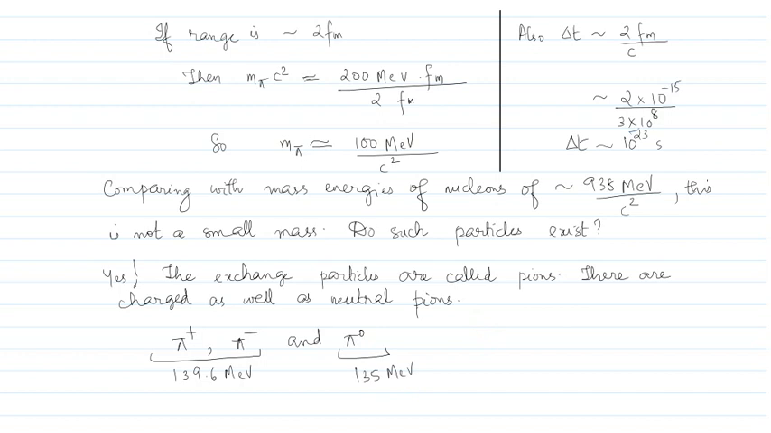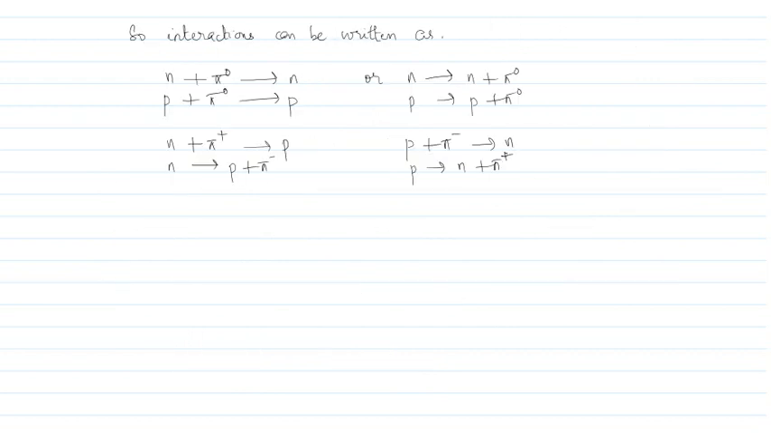Now, how they are detected, that part you can go through in the textbook on Introductory Nuclear Physics by Kenneth S. Crane. A very detailed experiment has been given in the textbook. The interactions between different nucleons can be represented like this. n plus pi 0 gives a neutron itself. So, neutrons and neutrons interact via exchange of pi 0. Similarly, protons and protons interact via exchange of pi 0.